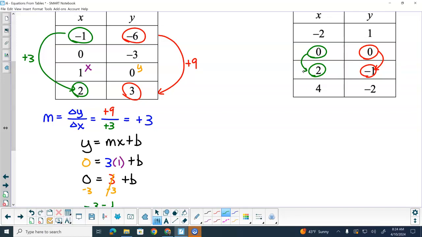Okay. To go from 0 to negative 1, what do I have to add or subtract? Subtract 1. So that would be like minus 1, right? Okay. To go from 0 to 2, what do I have to add or subtract? Add 2, right? Okay. So then my slope is going to be the change in y over the change in x. Do I like the fraction negative 1 over positive 2?